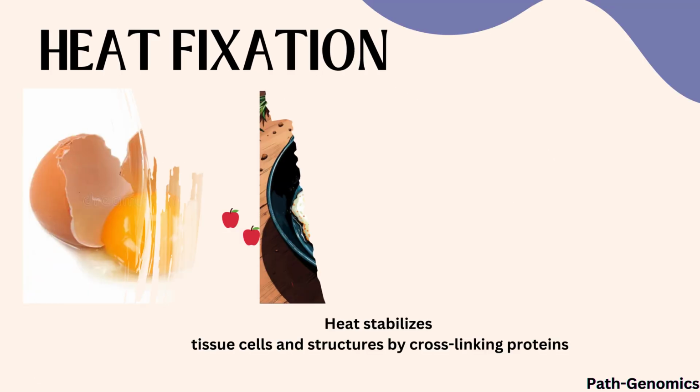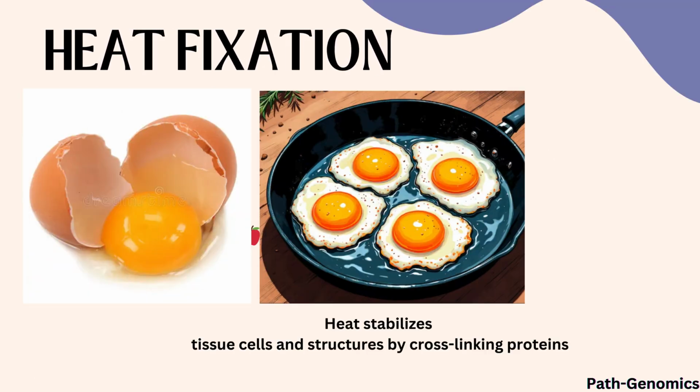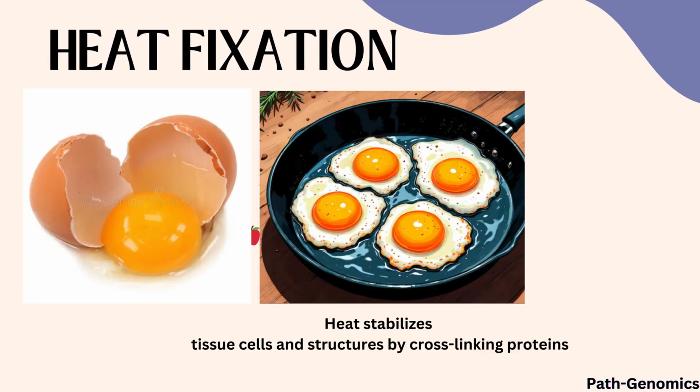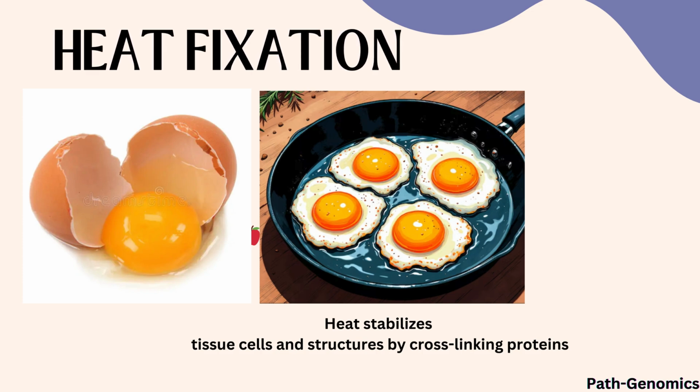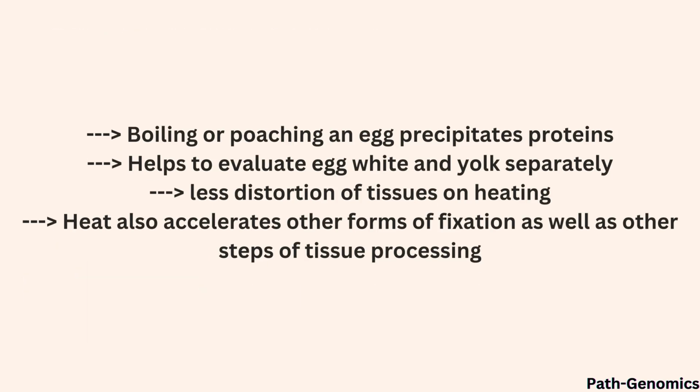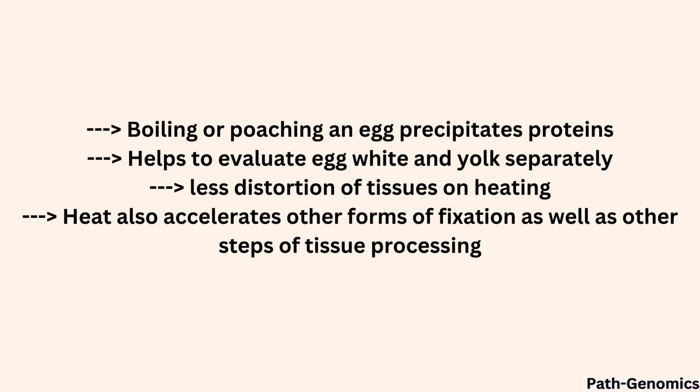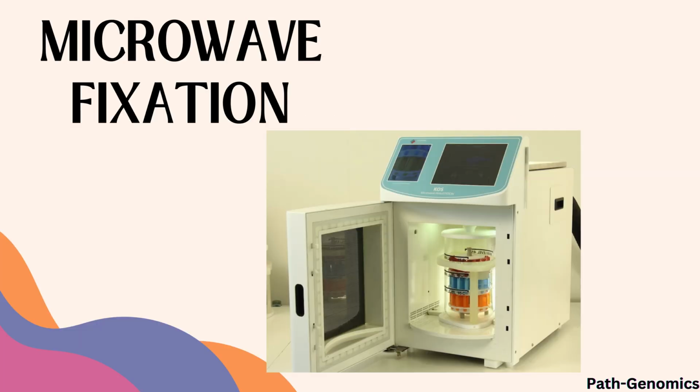When an egg is boiled or poached, it precipitates proteins and solidifies it. Thus heat stabilizes the tissue by cross-linking the proteins. With less distortion of tissues on heating, heat also accelerates other forms of fixation as well as other steps of tissue processing. Next one is the microwave fixation.